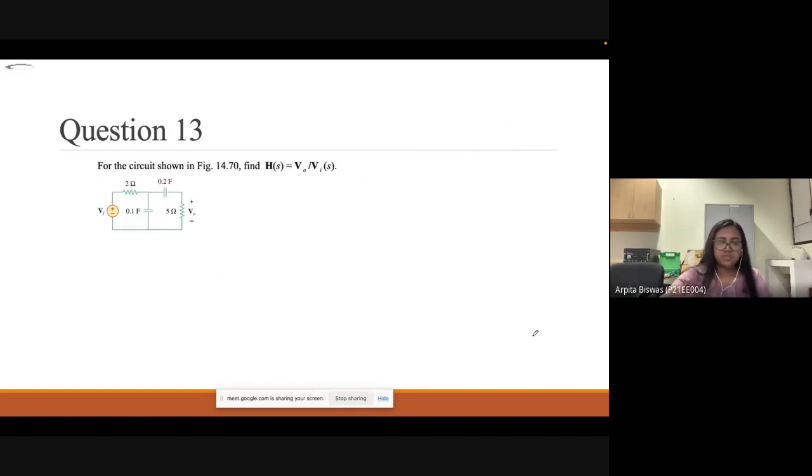Okay. So this is question number 13. For the circuit shown in the figure, find H(S) which is equal to V out by V input in the S domain. So how to find out this type of question? First, we are taking V1. First convert this 0.2 farad in the S domain, 1 by CS.